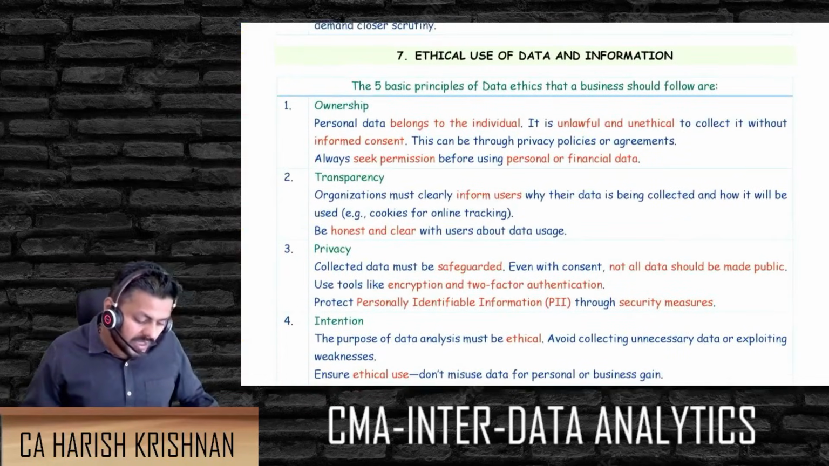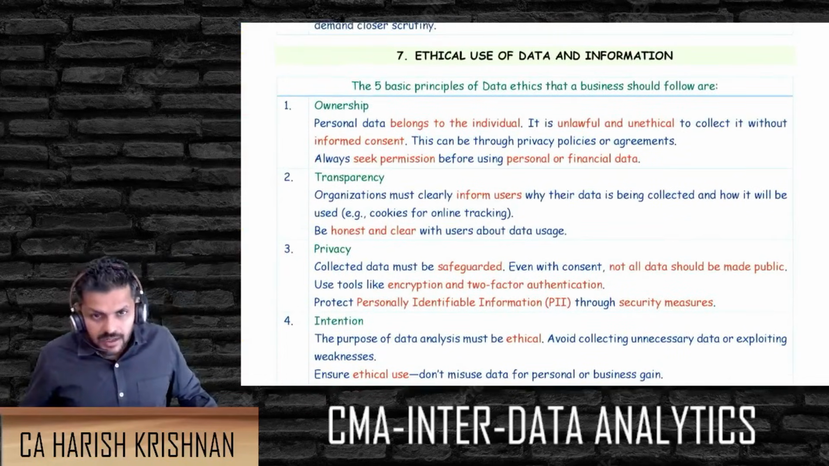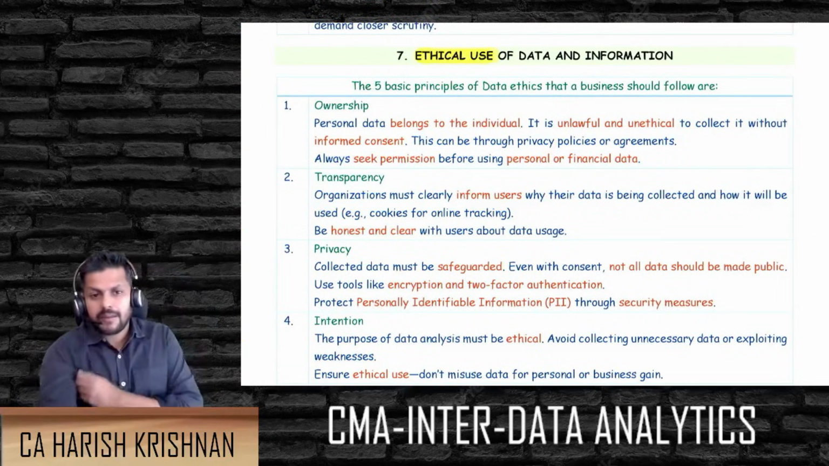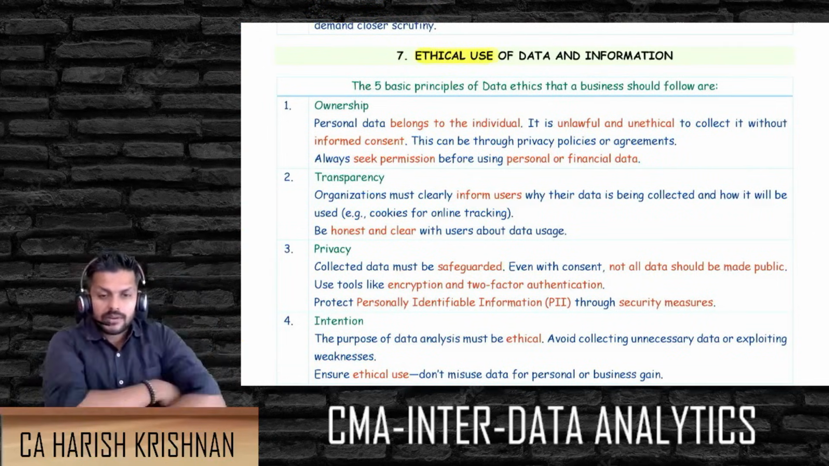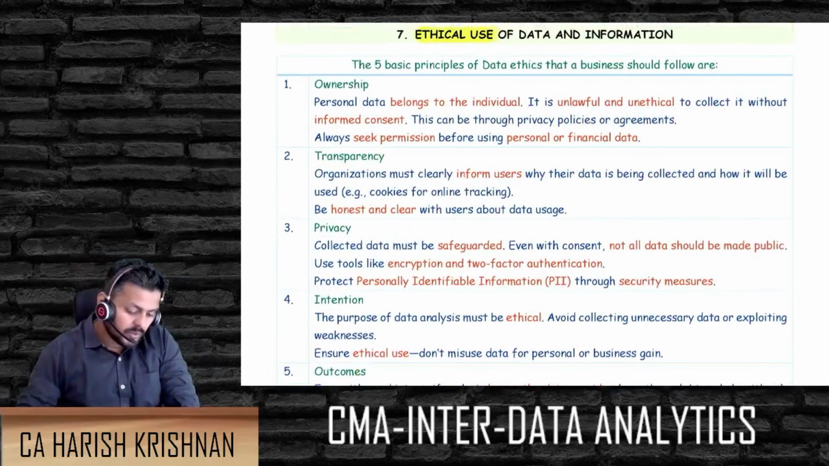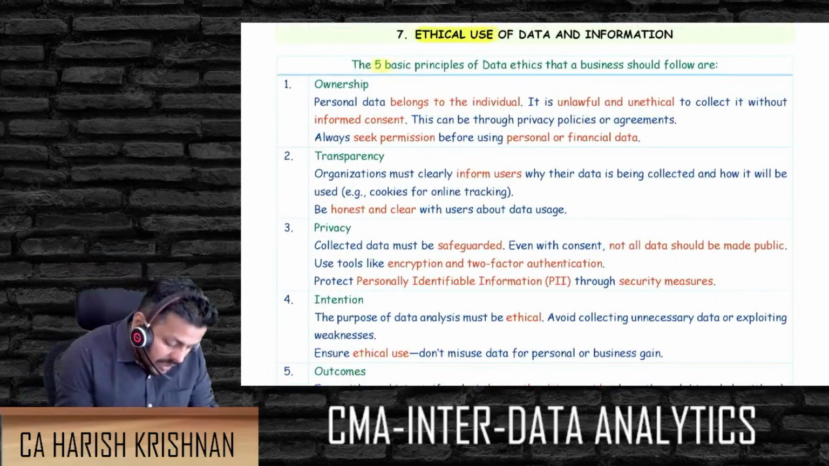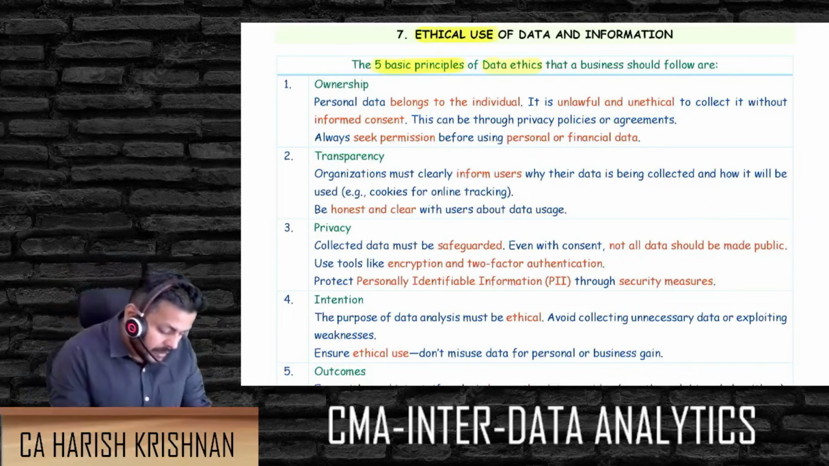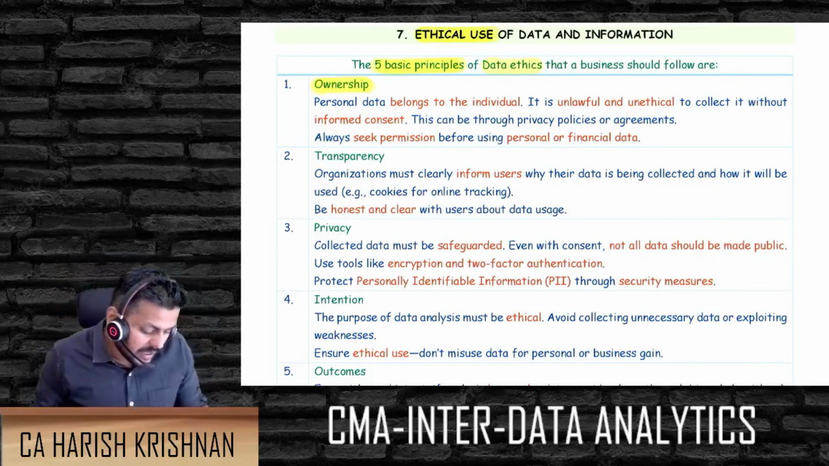So, ethical use of data. Let's come to the last concept of the first chapter, which is the ethical use of data and information. The 5 basic principles of data ethics should be followed. What is the first one? Ownership. Ownership of the data, right?